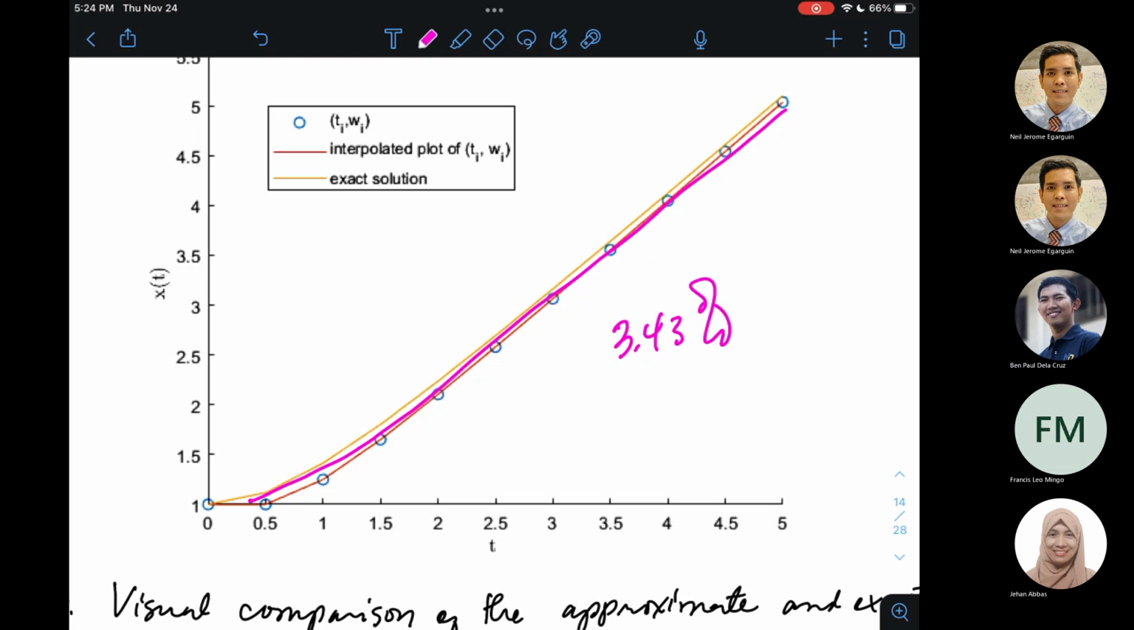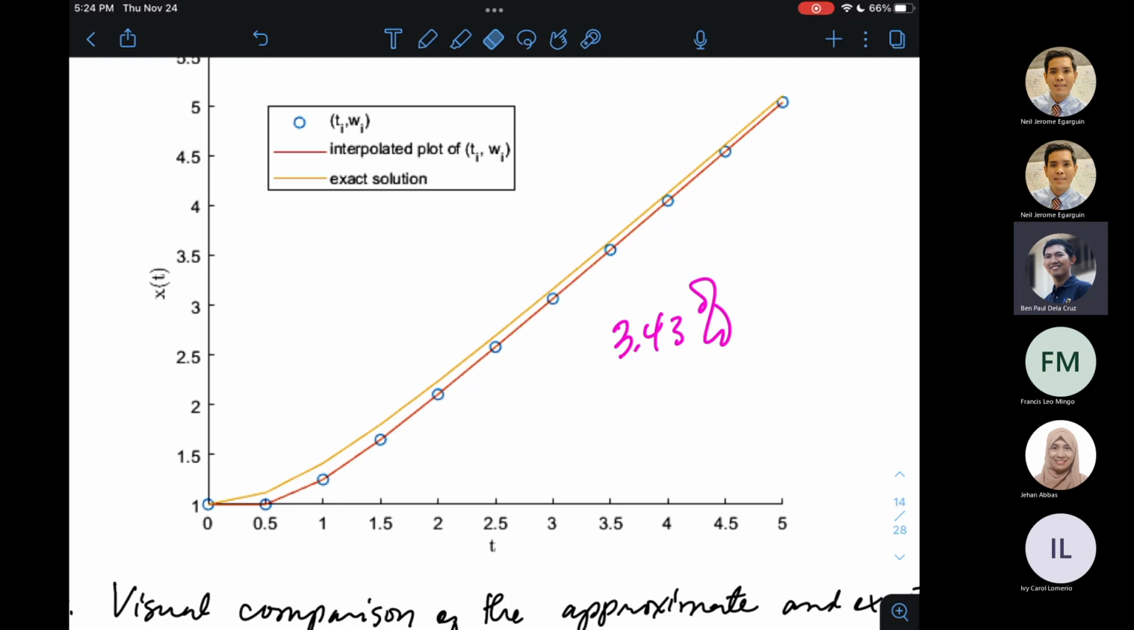Ben Paul? Sir, based lang sa sinabi nyo, kumuha kayo ng polynomial na nagpa-pass through sa lahat ng points. Isang polynomial lang yan, sir. Hindi siya parang putol-putol na polynomial. I'm not sure kung ano yung ginawa ni MATLAB, pero I know si MATLAB ang default niya ay isang polynomial lang yung ginagamit niya. Okay, sir.